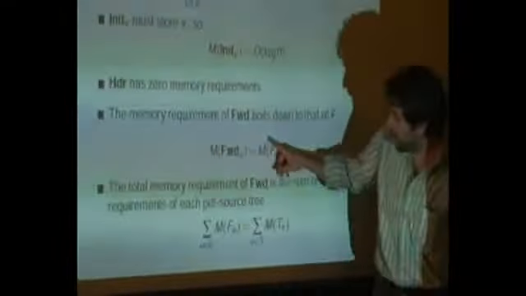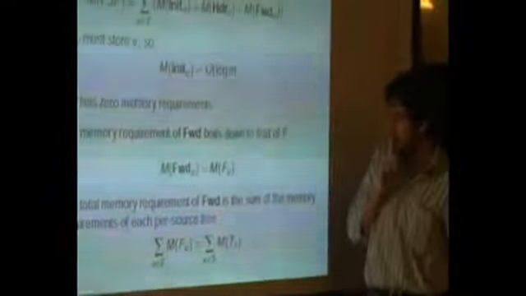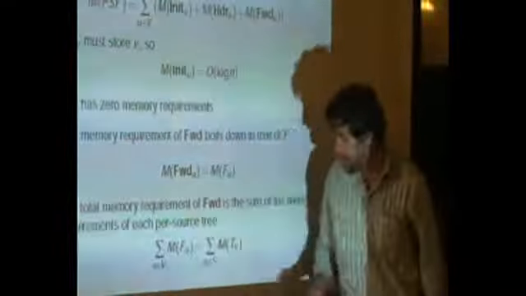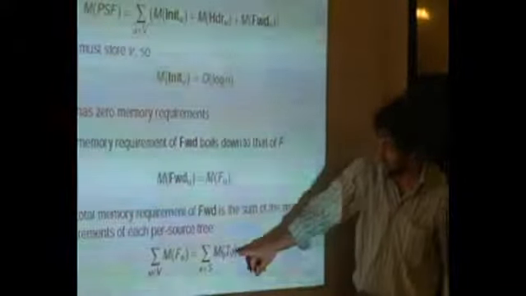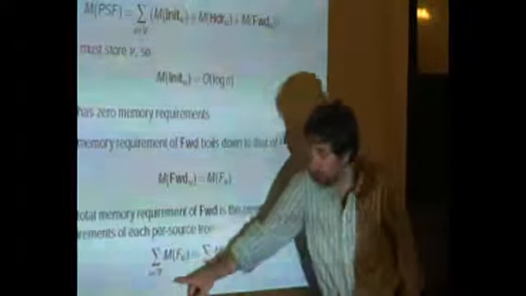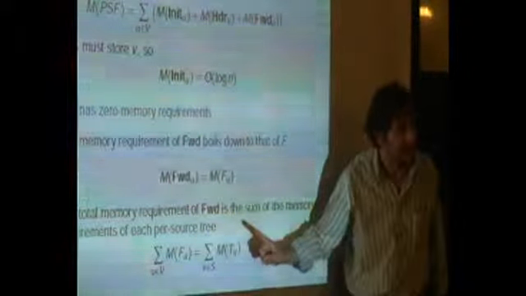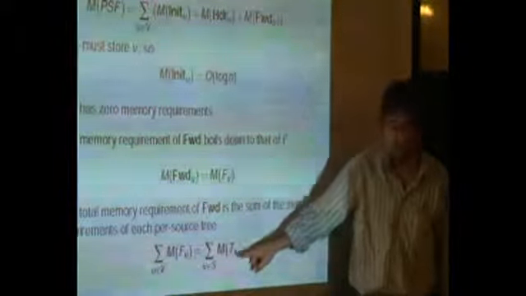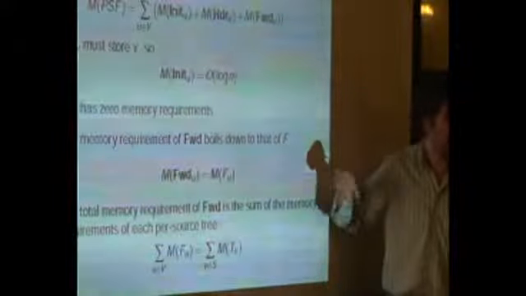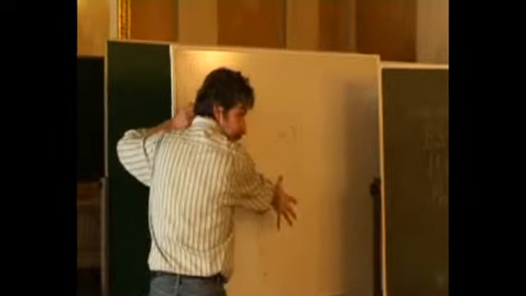Counting those means counting. Now we can count this way, or we can count it like this. Meaning, the total amount of memory for all the tables is the total amount of memory for all the trees. Okay? So let's count the trees. How heavy is every tree? And how heavy the tree is depends on how big the tree is.